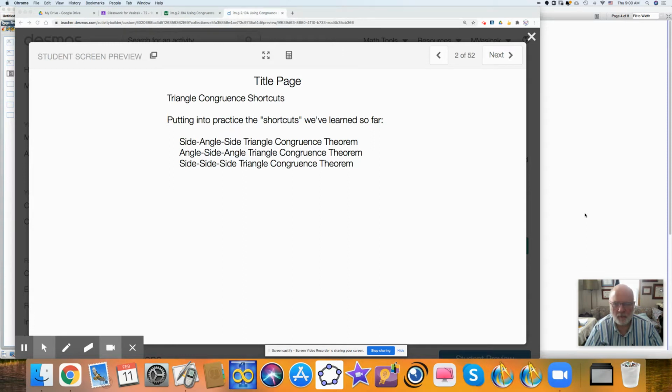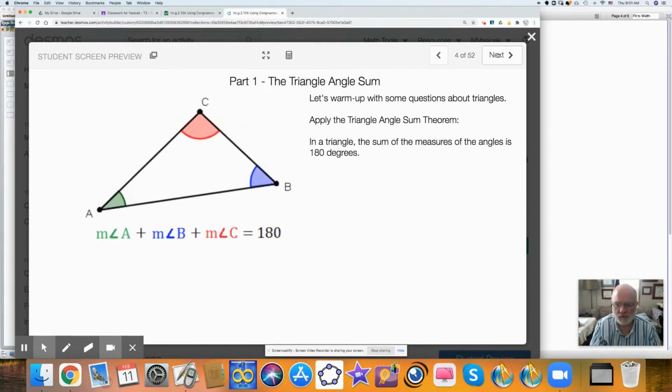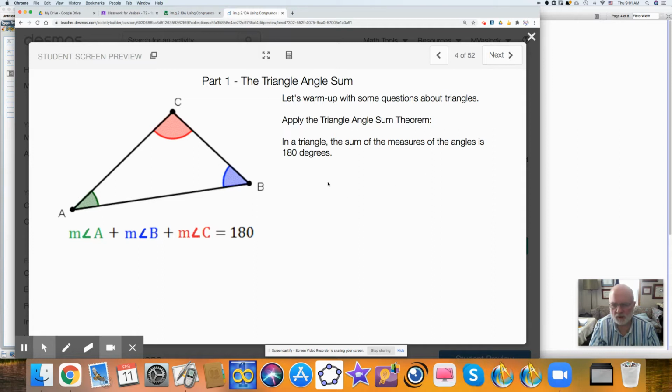It's some of the more mathy part of the proof business. We're going to actually put into practice the shortcuts that we've learned so far, the side, side, side and angle, triangle congruence theorems. So you should be able to recognize when to use and to use these shortcuts in proof. And I'm not going to go through all of these, but I will show you a few of them.